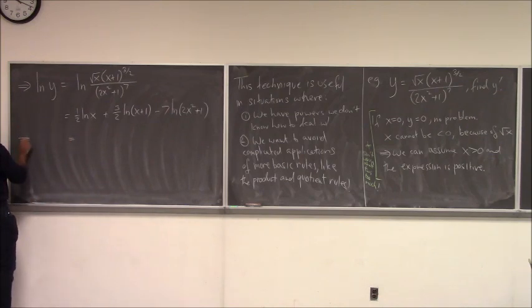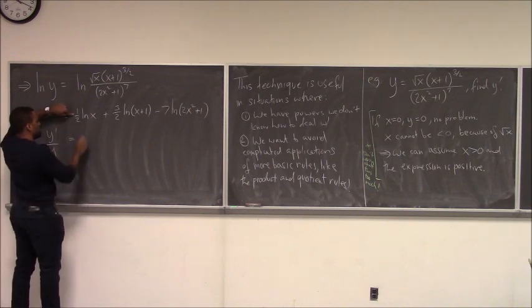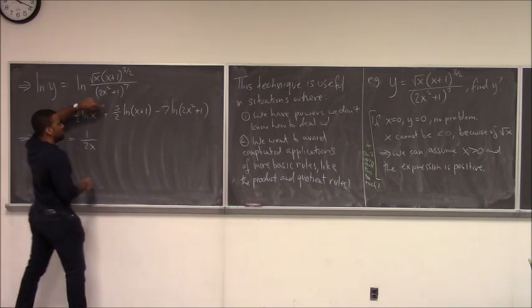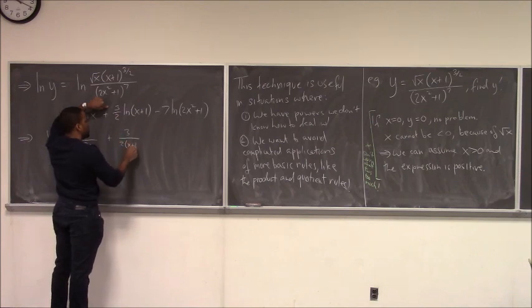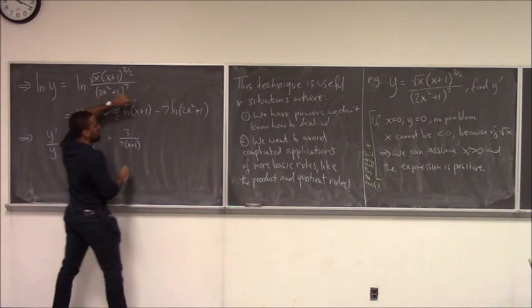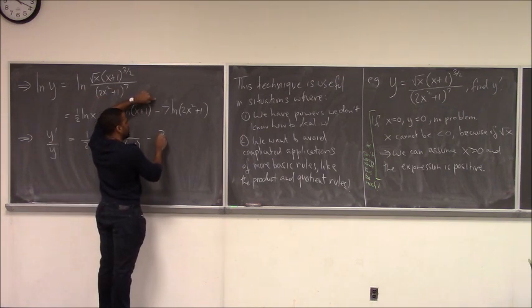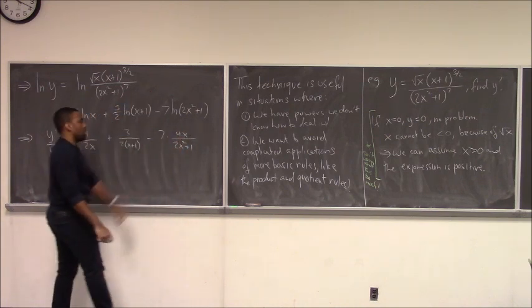So this means that if I can differentiate both sides now, this will give me y prime over y, and over here, this will just become 1 over 2x. This would become 3 over 2x plus 1, multiply by the derivative of the inside, which is just 1, minus 7 of 2x squared plus 1, and have 4x on top.